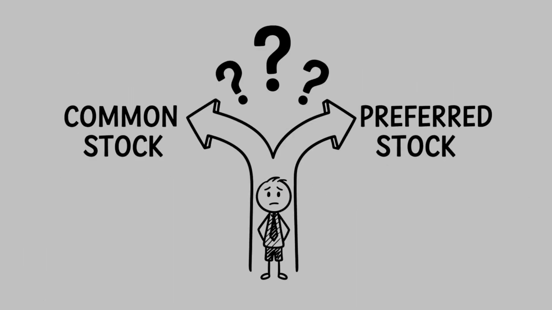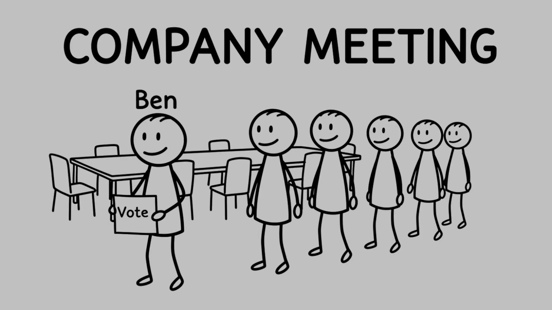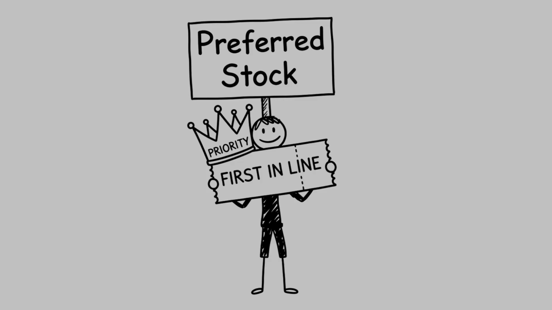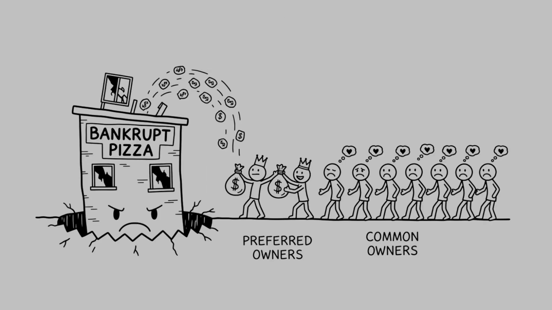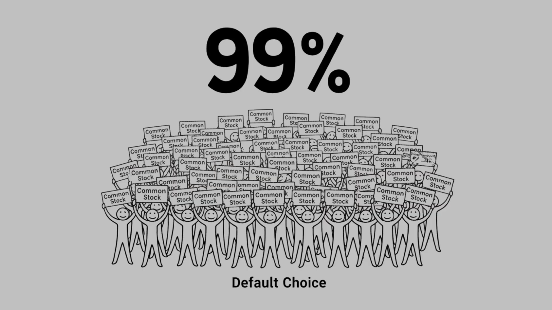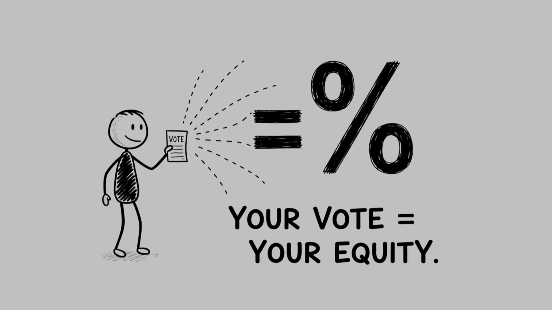But there's a technical split, common versus preferred. Common stock gives Ben a vote on company decisions, which is mostly symbolic. Preferred stock gives you no votes but you get priority. If the pizza shop goes bankrupt, the preferred owners get paid first. For most beginners, common is the standard. Just know that your vote is your equity.